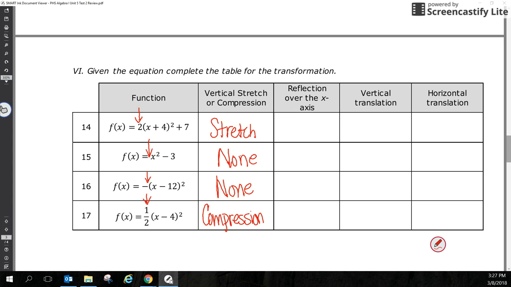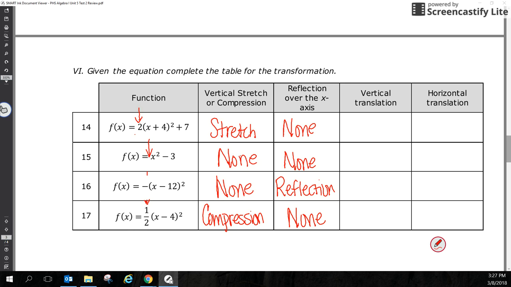All right, for a reflection over the x-axis, we have to have a negative sign out front. So here, we don't have one. It's a none. Number 15 doesn't have one. It's a none. Number 16 does have that negative sign, so this is a reflection. And 17 does not have one, so no reflection.